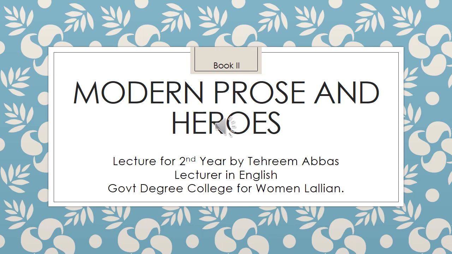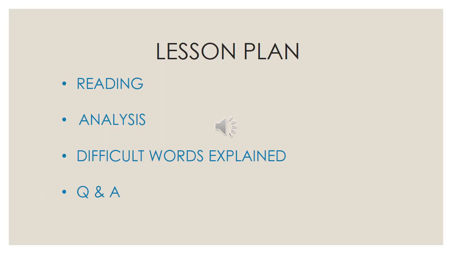My first lesson is for my second year students who will be taking their exams very soon. We'll be starting off with the English Book 2 titled Modern Prose and Heroes. As you can see on your screens, I have set 4 aims for my lesson plan. Let's go through them one by one.